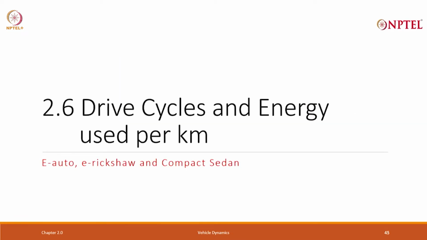All these things we will be looking at, but what we will now do is pretty much repeat the exercise, so almost a repeat. So, we will go fairly rapidly. Drive cycles and energy used per kilometer for first an auto, then an e-rickshaw, and then a compact sedan.